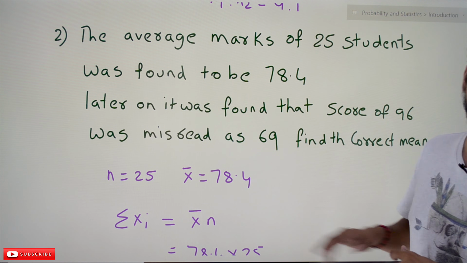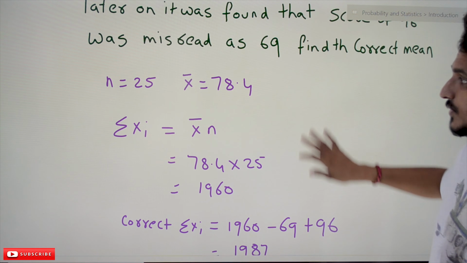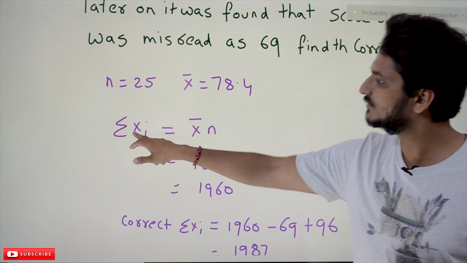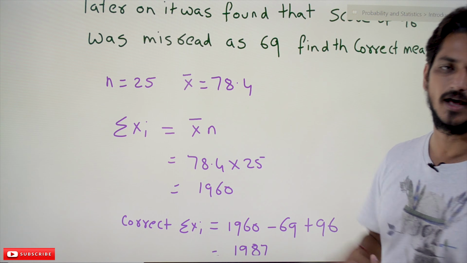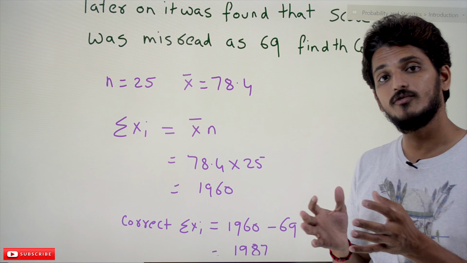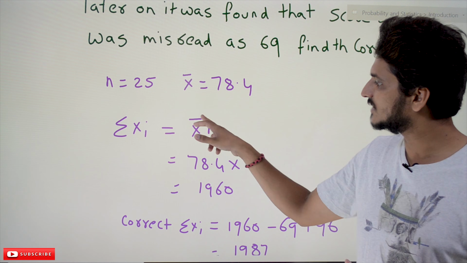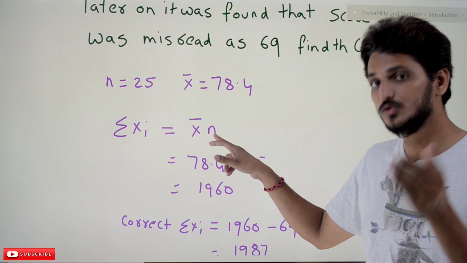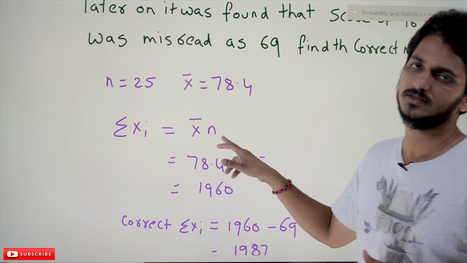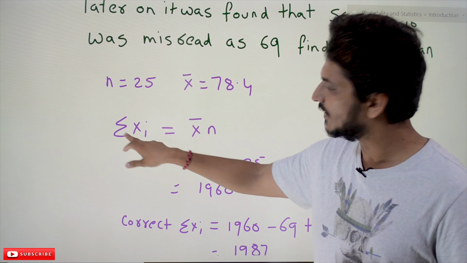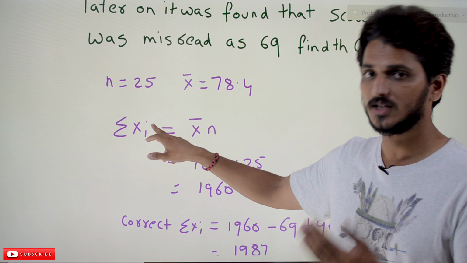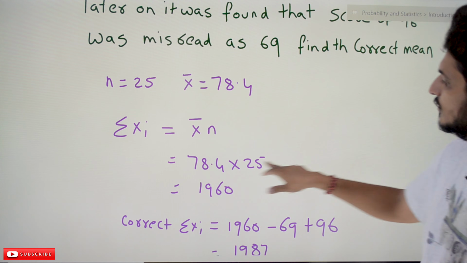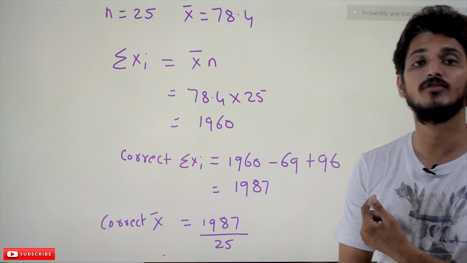Find the correct mean. In our last class, when we discussed the properties, n is given 25, x bar is given 78.4. Sigma xi, the summation of all the data points, is given as x bar n. This is the important point. In our last class we said that we will use that in our examples. The summation of the marks of all the students is x bar n. X bar means 78.4, n means 25. If you multiply it, 1960 is the summation of all the marks.